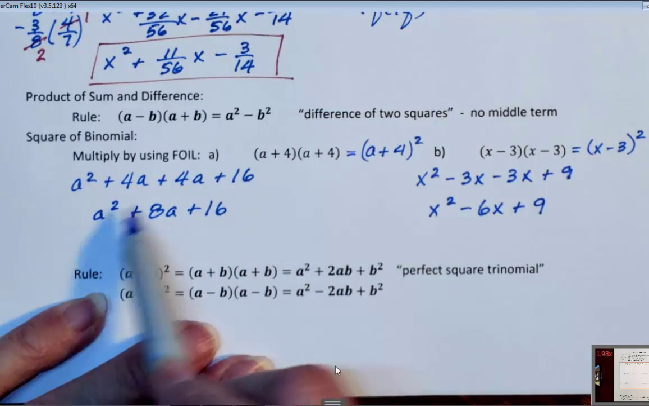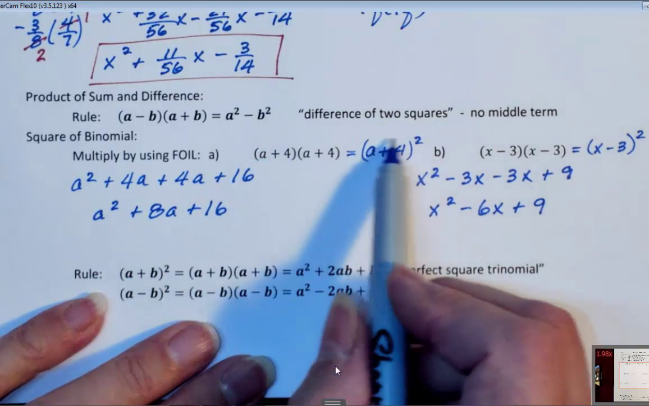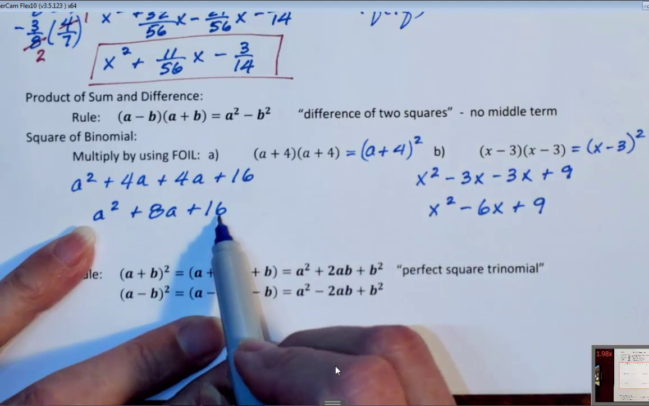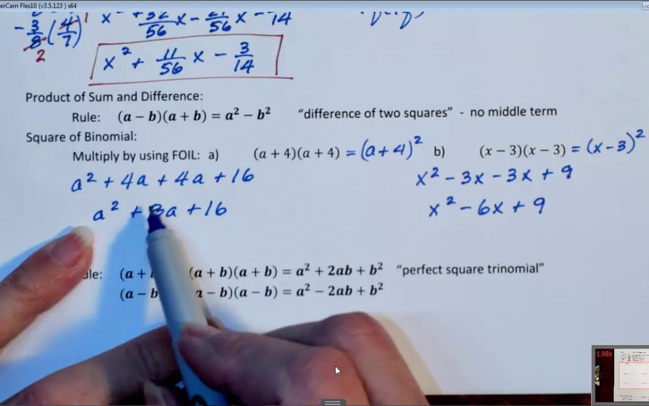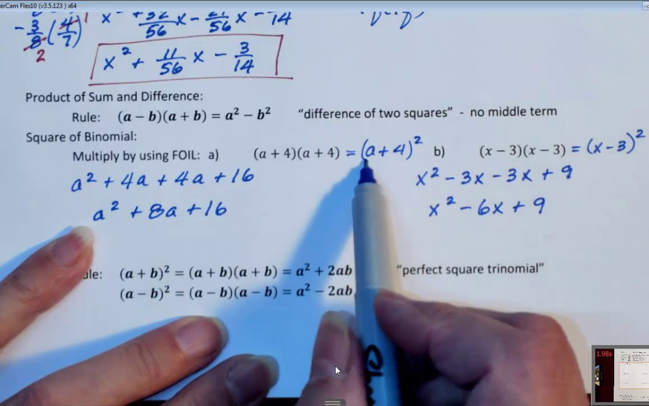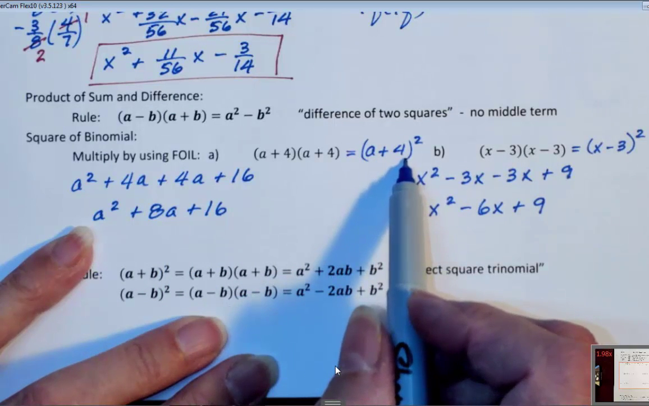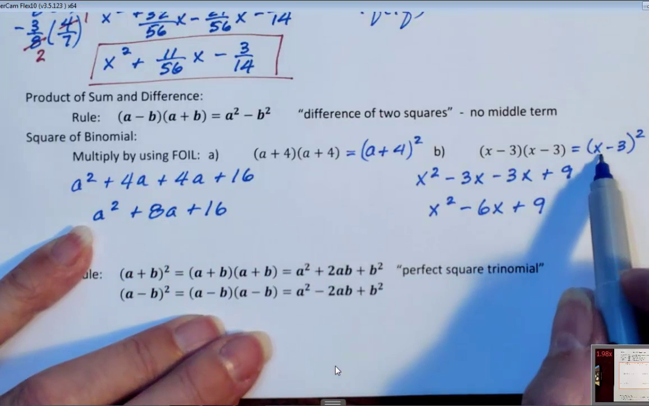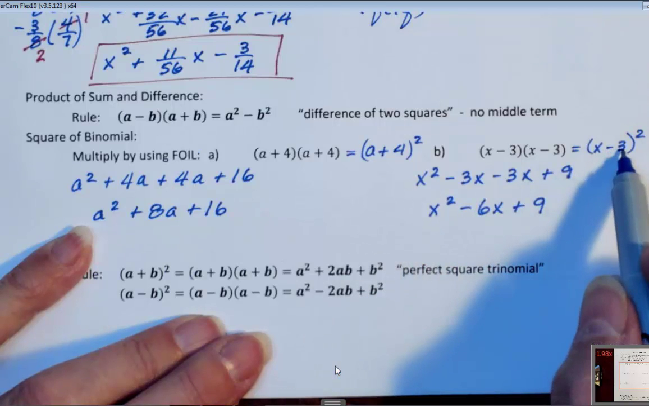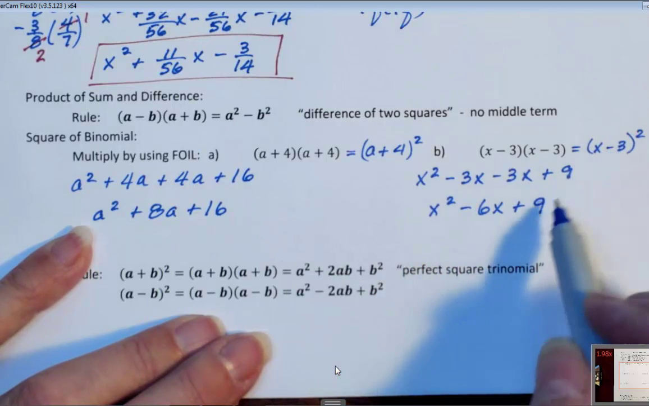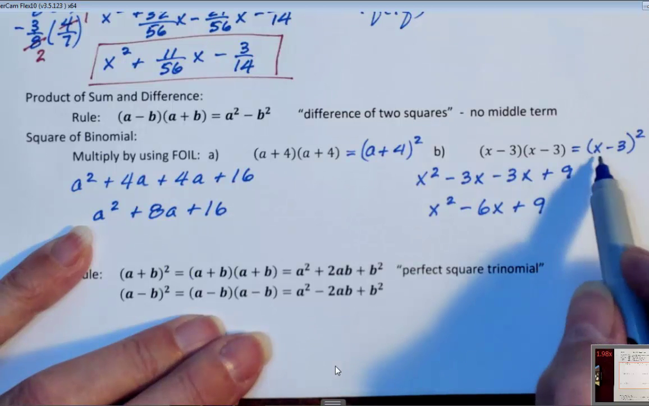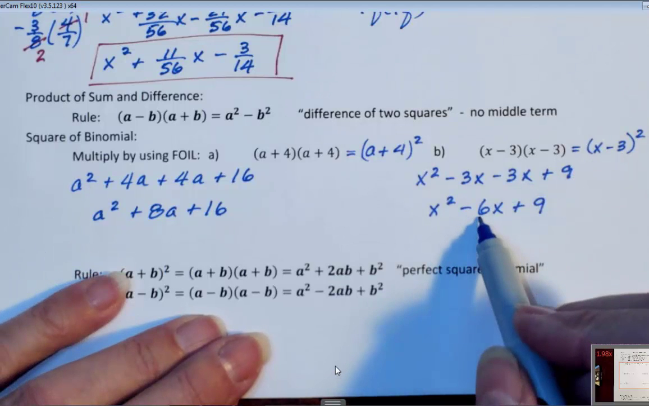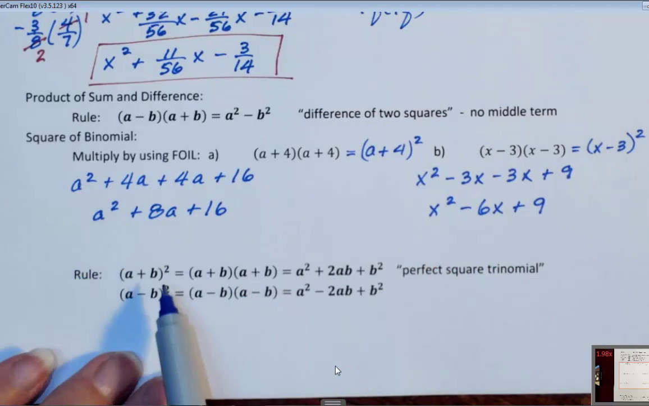Notice your first term is just squared. So if you were just given this binomial, your first term is squared. The second term, that's going to be squared and it's going to be added. And this middle term, if you multiply these two guys together, you get 4a, and then if you double it, you get 8a. Over here, if you take your first term and square it, if you take your second term and square it, remember a negative times a negative gives me a positive 9. And then the middle term is going to be, when you multiply these two together, you get negative 3x and double it. So that's what it's saying down here.